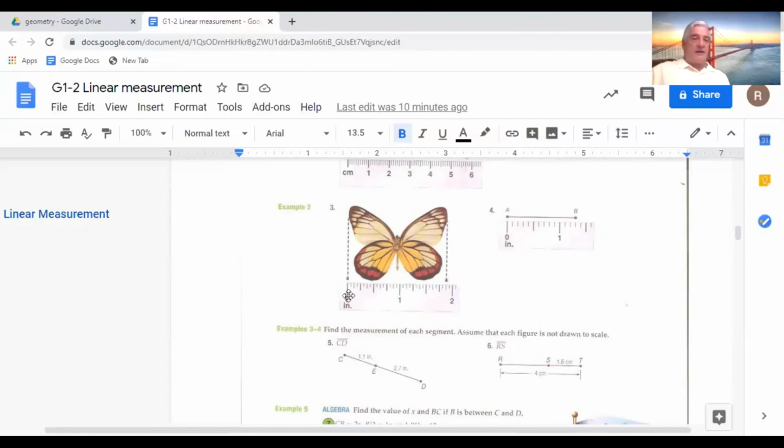Now, if we're talking about the nearest quarter inches, there are 1, 2, 3 big lines. This is the half. This is the quarter. This is 3/4. So I would say that butterfly is 1 3/4 inches.